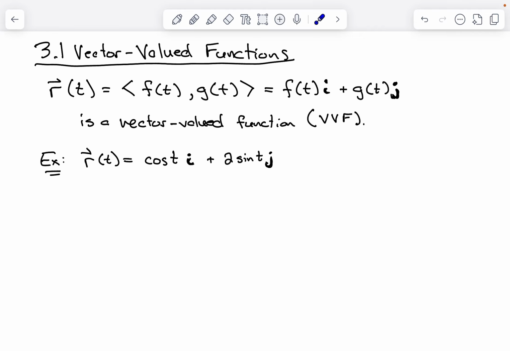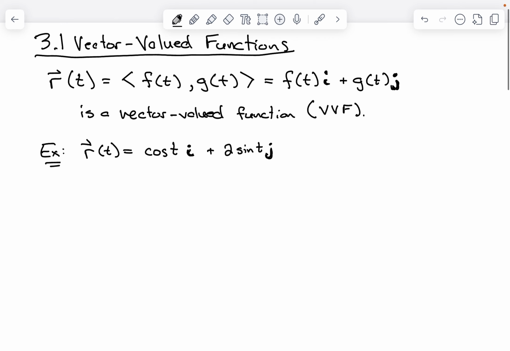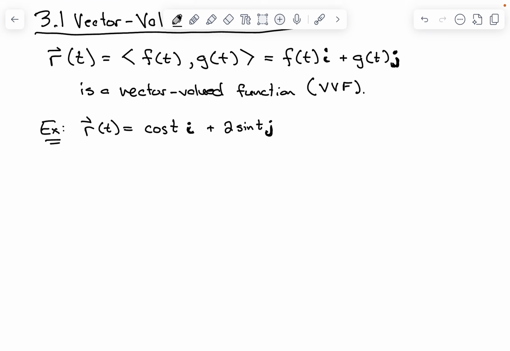So here's a first example. We've got r of t is equal to cosine t times i plus 2 sine t times j. Now, if we wanted to plot this, we'll have t, and then we'll look at cosine t. That'll give us our x, and 2 sine t will give us our y.